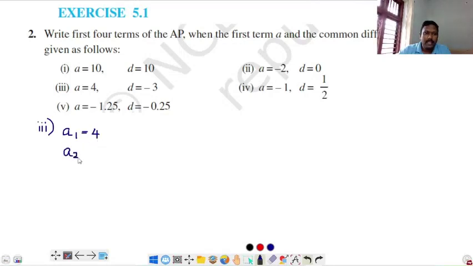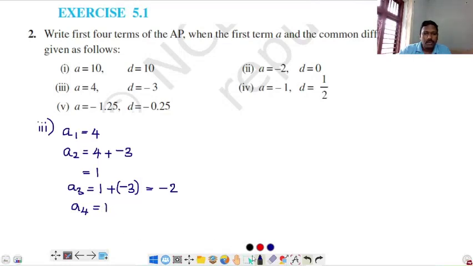Now we can find A2. So A2 is equal to, with this 4 you have to add the common difference minus 3. Negative 3 you have to add with this, then you will get 4 plus minus 3 will be what? Will be 1. So A2 is equal to 1 we got. Now we can find A3. A3 is equal to 1 plus, with this 1 we have to add the common difference negative 3. You will get the answer 1 minus 3. 1 minus 3 is how much? Minus 2.